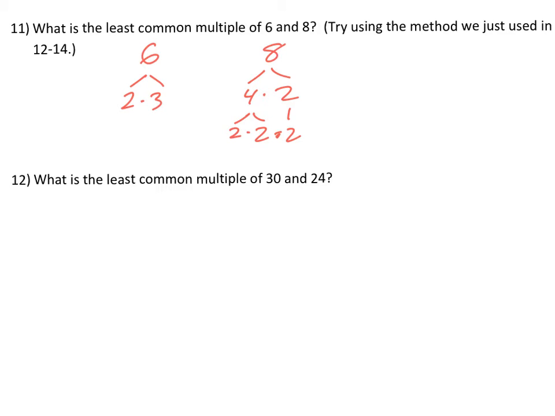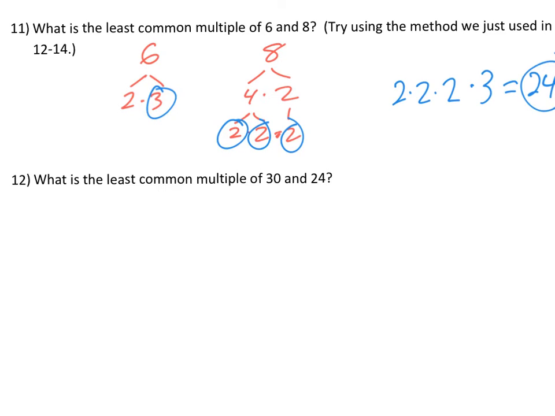Okay, so the least common multiple of this one, again, I'm going to circle the most number of 2s. We've got 3 2s, and the most 3s, we've got 1 3. So it's going to be 2 times 2 times 2, which is 8, times 3. 2 times 2 times 2 times 3 is the least common multiple or least common denominator, and that is going to be 8 times 3, which is 24.